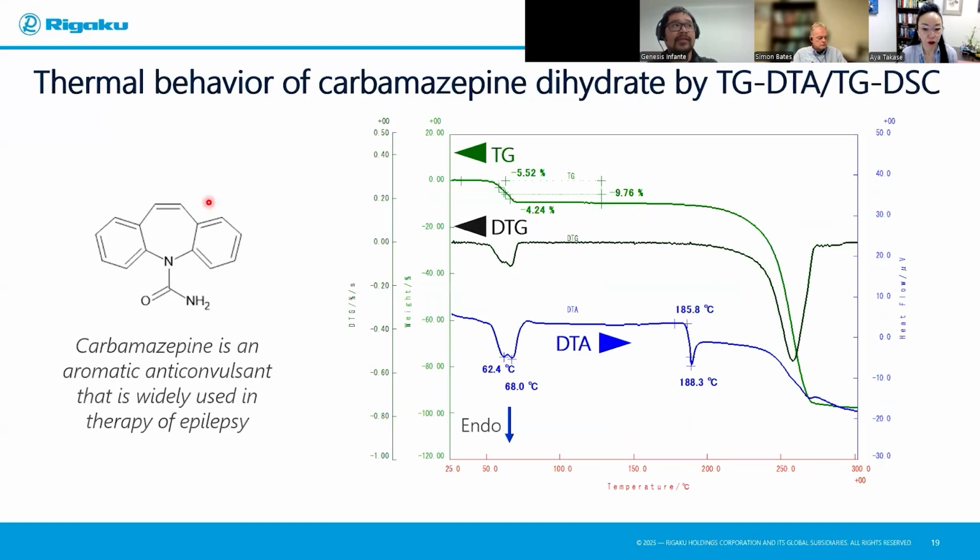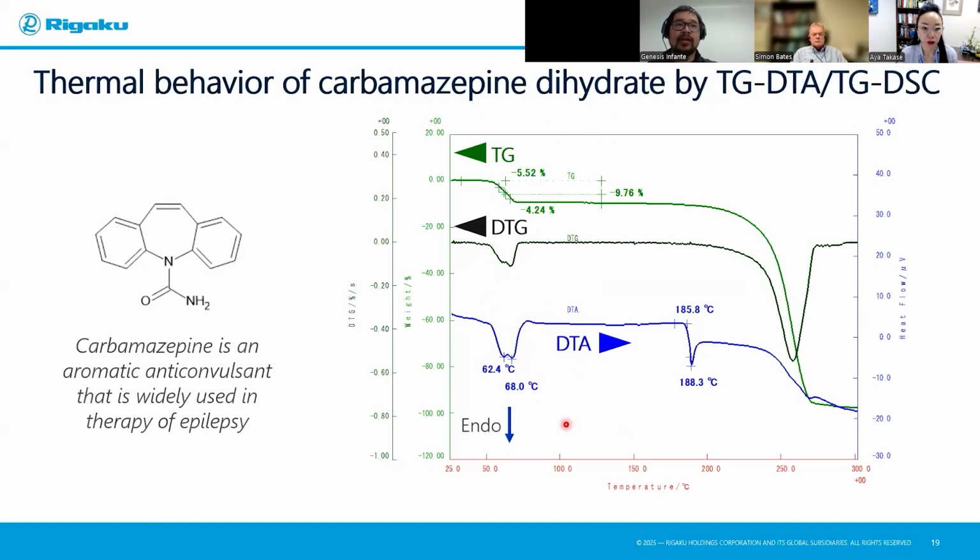This one covers the thermal behavior of carbamazepine dihydrate using TG-DTA. You'll see again the TG, and this is the derivative of TG to show that there are two distinct processes here. You can see that there are two distinct mass loss events. And you can associate that with the DTA, where you have two endothermic events at 62 and 68. And this is the loss of the dihydrate portion.